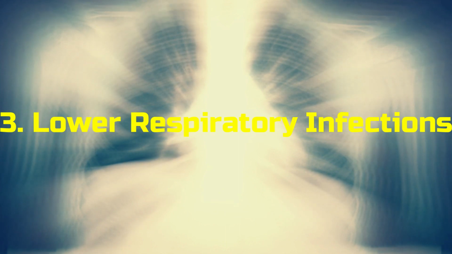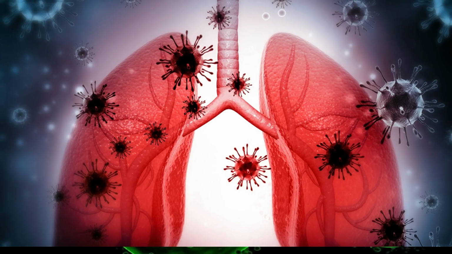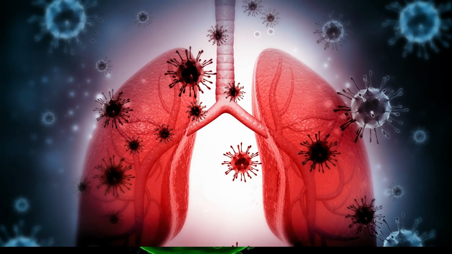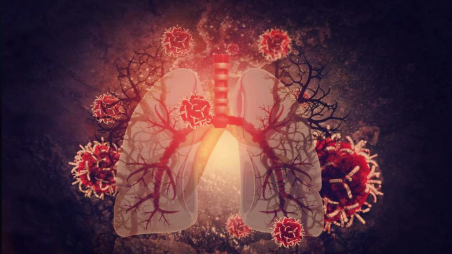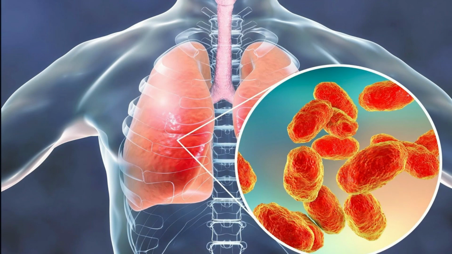Number 3. Lower respiratory infections. Lower respiratory tract infections are any infections in the lungs or below the voice box. These include pneumonia, bronchitis, and tuberculosis. A lower respiratory tract infection can affect the airways, such as with bronchitis, or the air sacs at the end of the airways, as in the case of pneumonia.